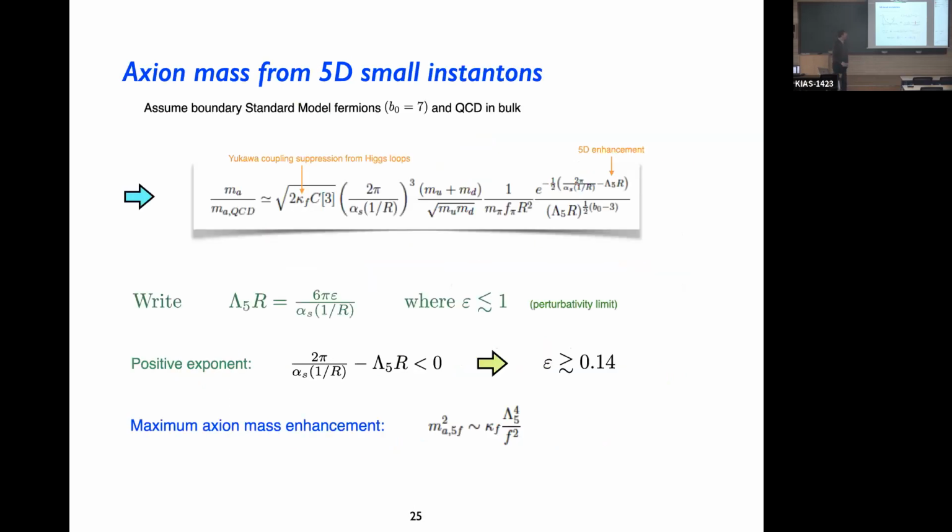I don't need to go through this, but now you just turn the crank and compute the axion mass by turning on these small instantons. Here are just a couple of details. You have to worry about perturbativity, so we want to trust our calculation. We define this epsilon parameter, which makes sure that we can still trust our calculation, so we need this epsilon parameter to be less than 1. And here's a check that you do get a positive exponent, a positive action: provided epsilon is bigger than 0.14, there's enough room to get an enhancement.